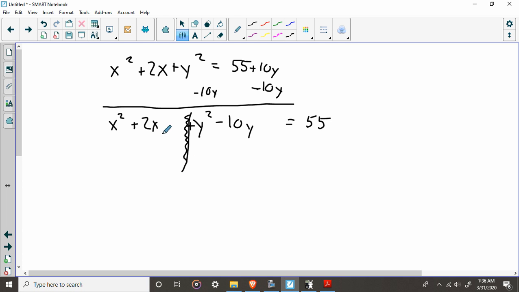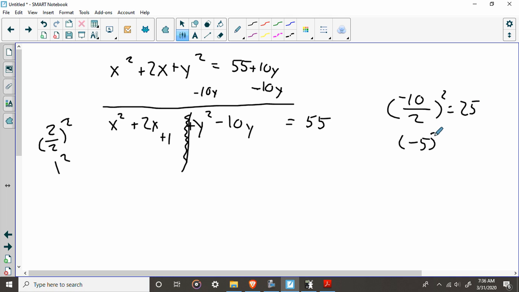If you don't know by now, this is going to be 1. 2 divided by 2 squared. 2 divided by 2 is 1. 1 squared is 1. And over on the other side, negative 10 over 2 squared. 10 over 2, last I checked, was negative 5. Negative 5 squared is going to be 25. Let's write that out. Negative 5 squared is 25. Again, I'm adding 25 here. I'm also going to add 25 here.